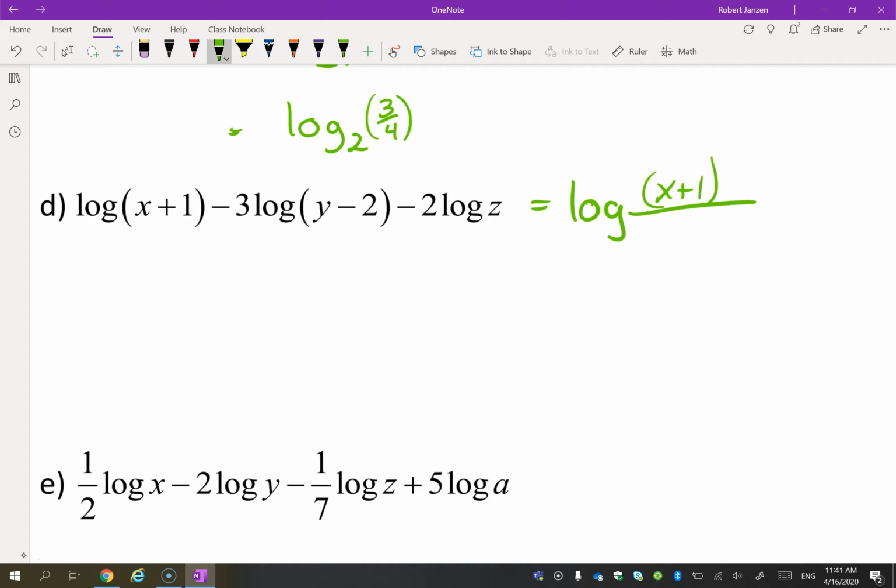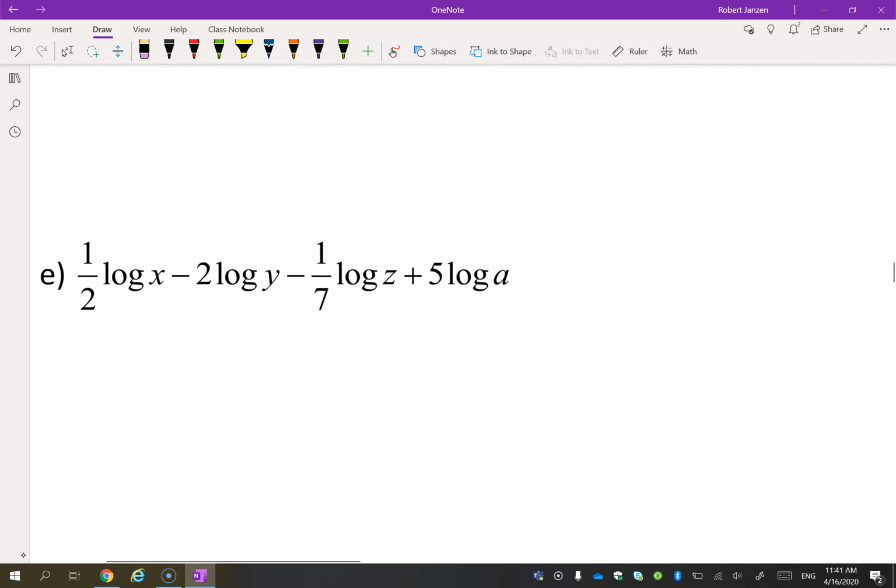Okay, but in the denominator, I see y minus 2 cubed, and I see z squared. Since I'm subtracting this log, I'm dividing it here. Okay, one more.